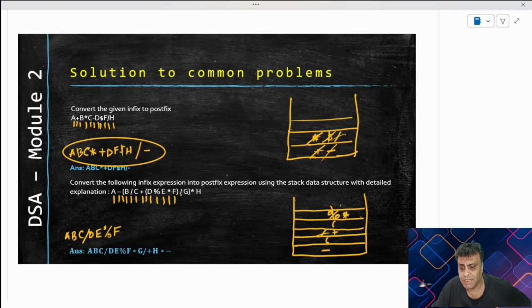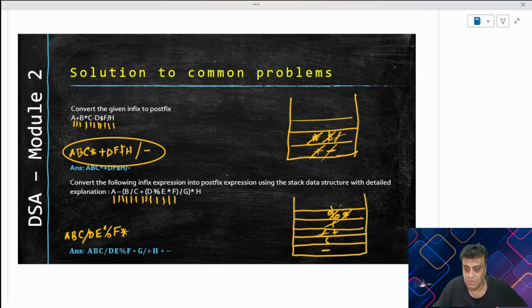Then I have a bracket. Now when I encounter an end bracket, the rule says you have to go till the first bracket that you encounter, and you'll have to pop all the items. So I'll have to pop this star, and I'll have to pop this bracket and discard it. So I'll have to pop the right bracket and discard it, which is fine.